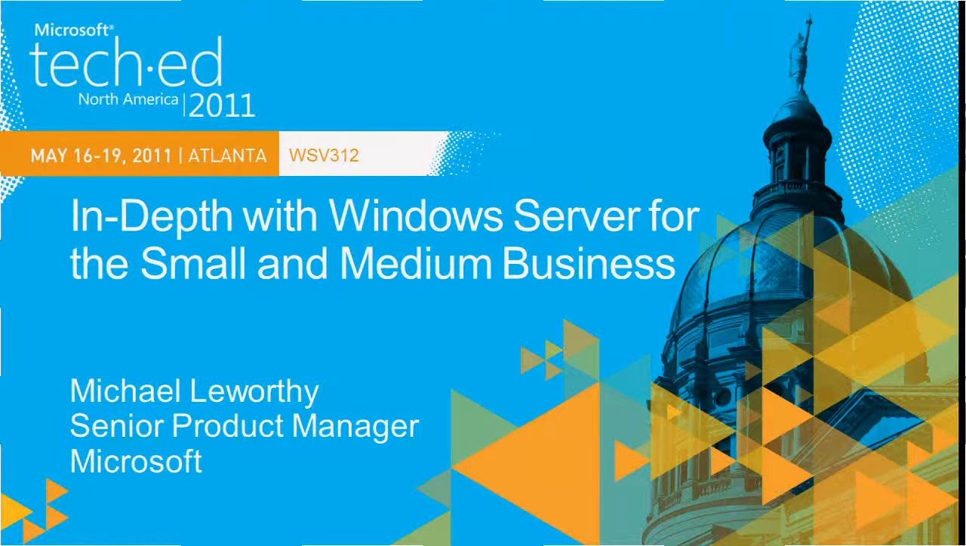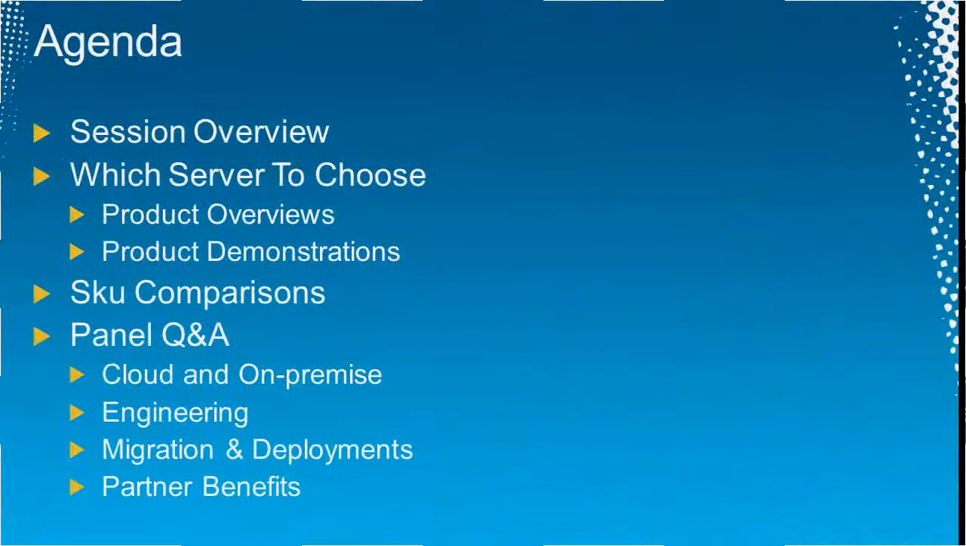So we're going to talk a lot about how all this works for SMB to really help define the first server solution and the right server solution for the SMB environment. As I said, we're going to look through some product overviews and product demonstrations. I'm going to look up some SKU comparisons, and I'm going to bring up the panel Q&A, and we can talk a lot about these.